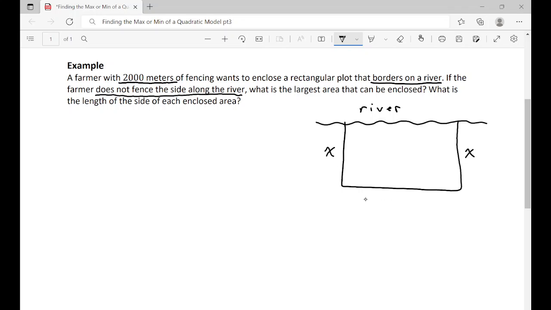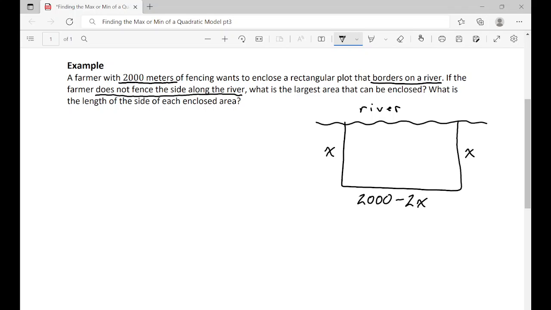But then what do we do about this? Well, I have two x lengths here, and I have 2,000 meters to begin with, so I can say that this, logically, is the amount I start off with, 2,000 meters, minus these two sides, 2x. So this length and this length is just x, whereas this is the amount of fencing I have to begin with minus these two lengths, which makes sense logically.